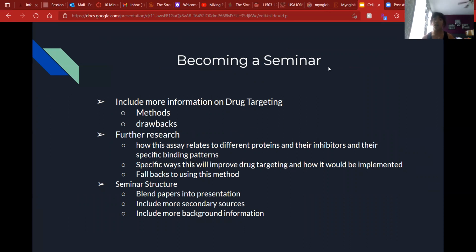And then as for seminar structure, I would like to blend the papers entirely into the presentation rather than having them as two separate entities like I did today. I want to include more secondary sources and more background information to better support the topic I am discussing.